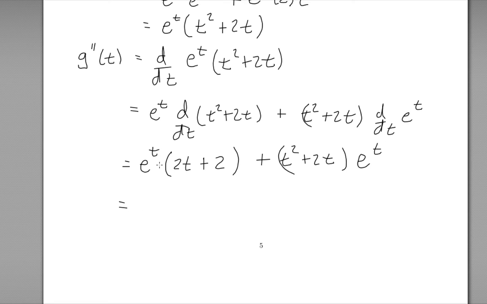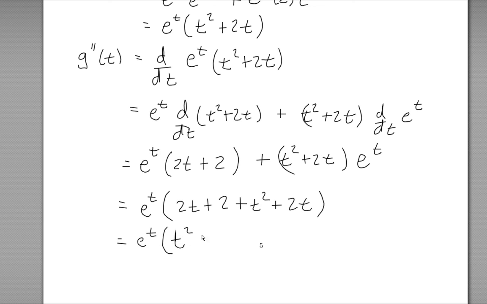And again, we can common factor out the e to the t if we would like. There's an e to the t in both terms, so we can common factor that out, and we're left with 2t plus 2 plus t squared plus 2t. And of course, we can combine this 2t with that 2t, so we finally get e to the t times t squared plus 4t, because 2t plus 2t is 4t, plus 2.